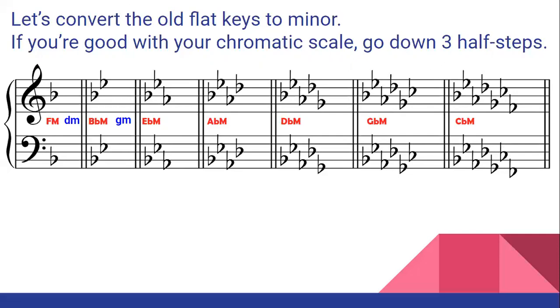Starting with E flat major, what is 3 half steps down from E flat? C minor is the relative minor of E flat major. What is the relative minor of A flat major? F minor is the relative minor of A flat major. What is the relative minor of D flat major?